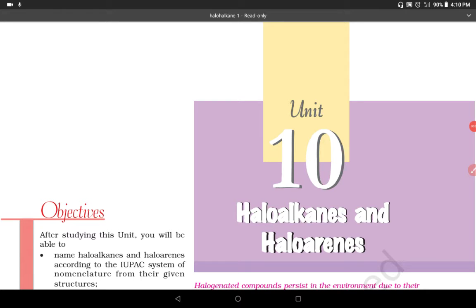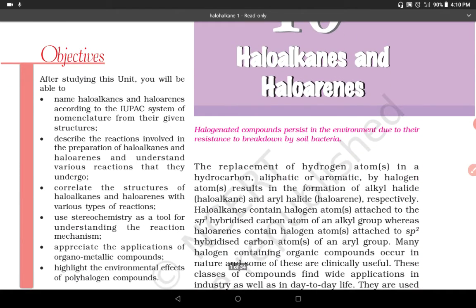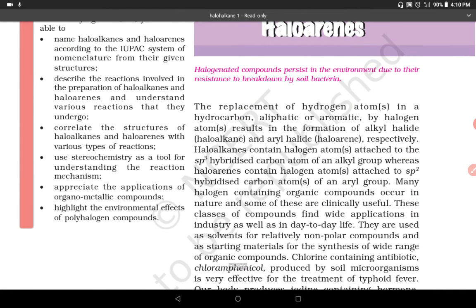Unit 10 Chemistry. Haloalkanes and haloarenes. The replacement of hydrogen atoms in a hydrocarbon. First we learn about hydrocarbon. Actually, a hydrocarbon is a compound which is composed of hydrogen and carbon only.